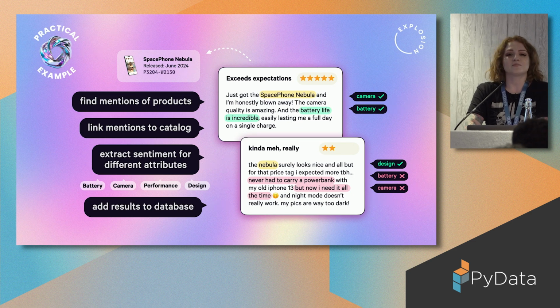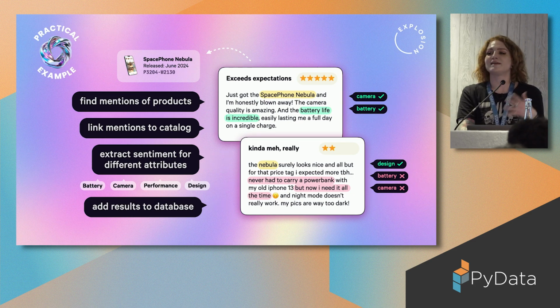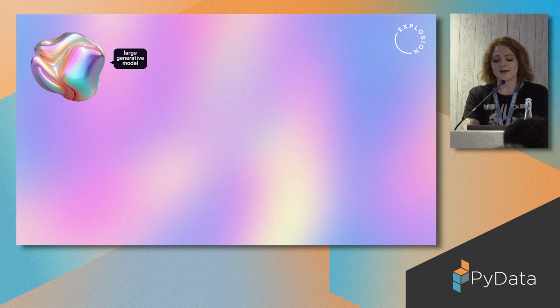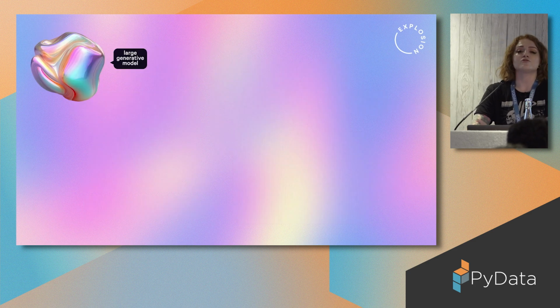But you also have some more vague mentions. Because language, as much as we want it to fit neatly into boxes, is often just vaguely gesturing at things. Here we know what a power bank is, and we know that needing a power bank all the time probably means that the battery life is bad. But it's not really explicit in the text, and it needs a lot of knowledge about the language, but also the general world, in order to come to the conclusion that this means bad battery life. And large generative models are actually really good at this.